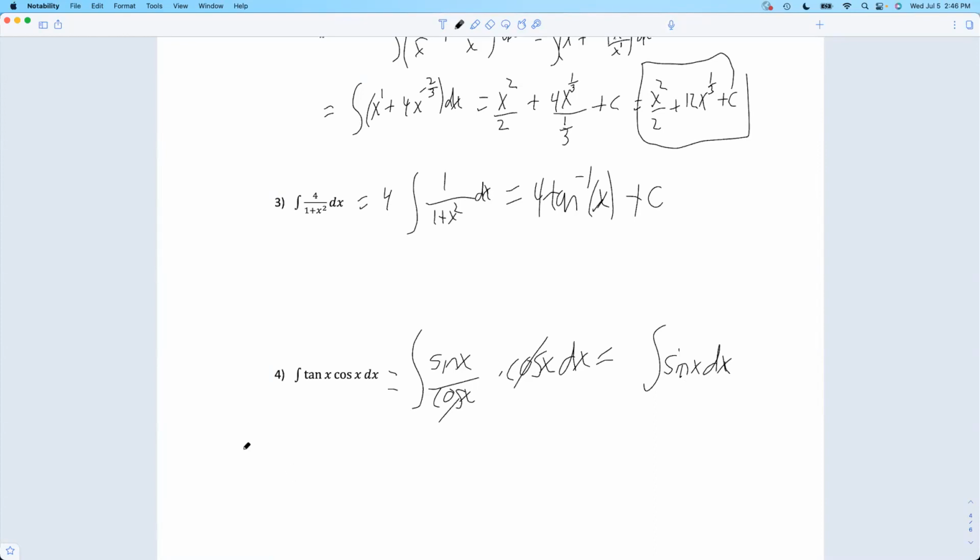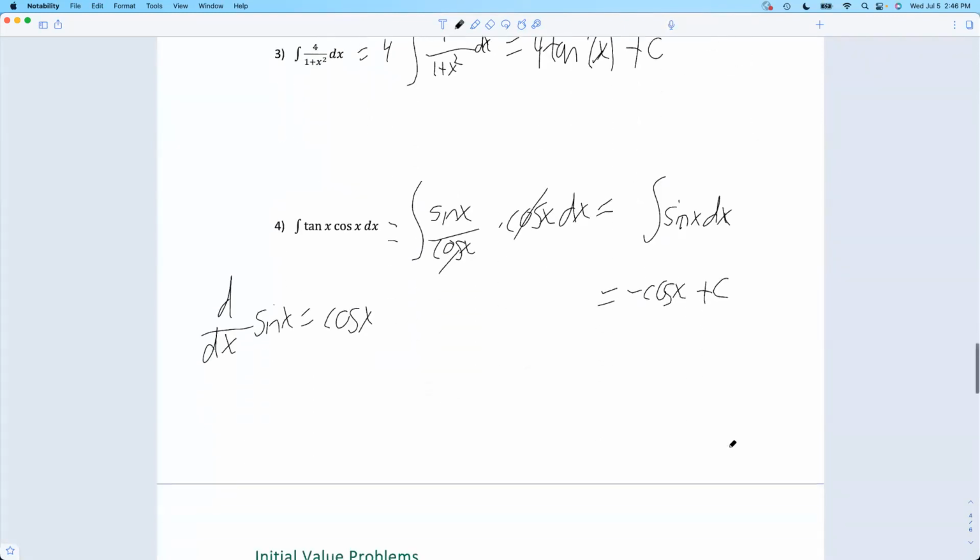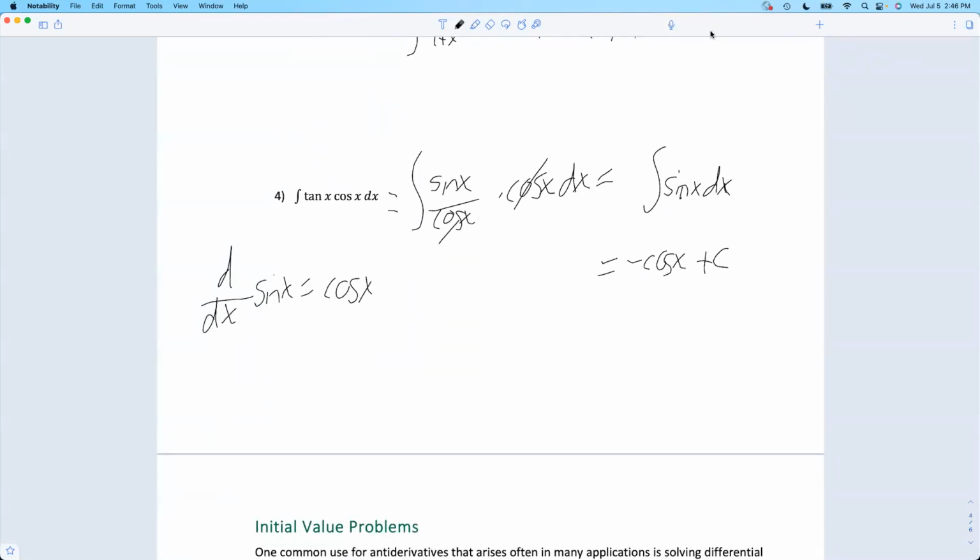The derivative of sine, regular sine, is positive cosine. The antiderivative is not regular cosine. It's negative cosine. Antiderivative of sine is negative cosine of x plus c. Okay, that's a good place to stop here.